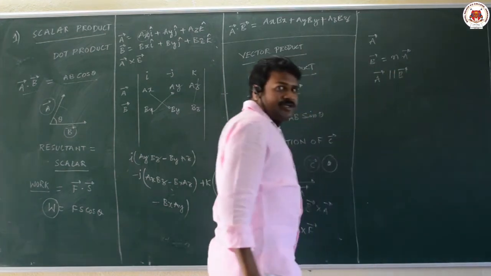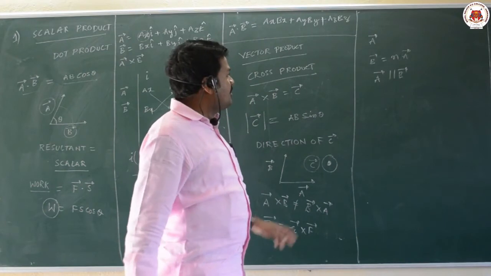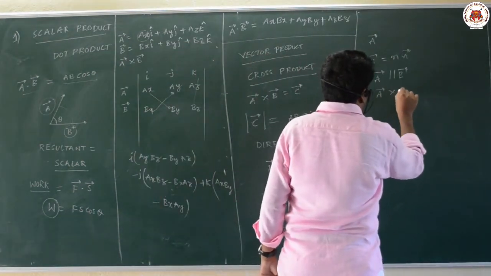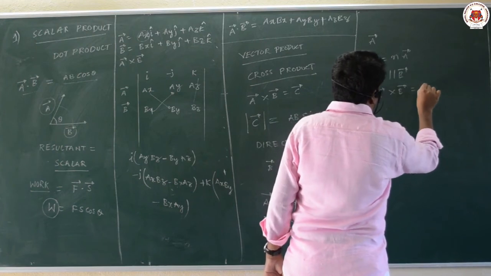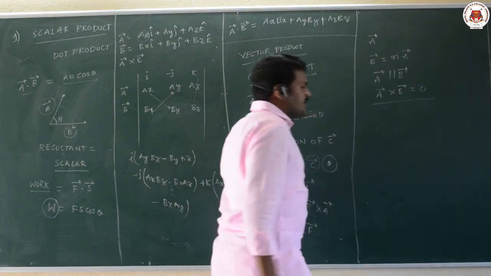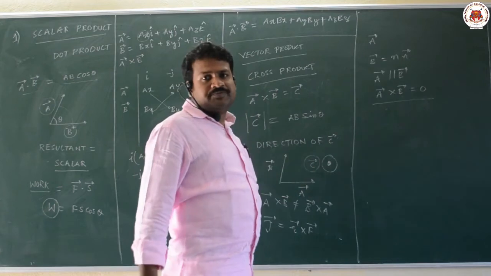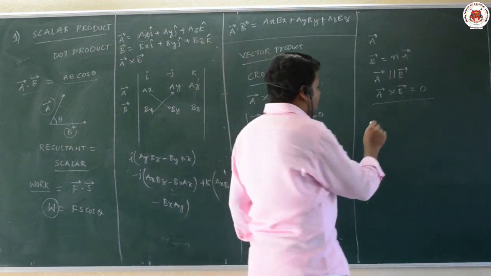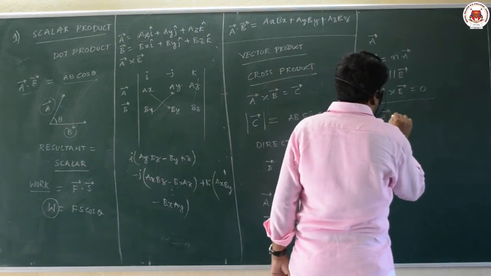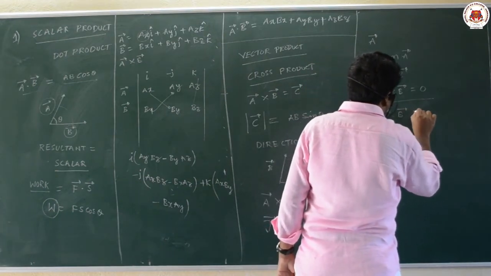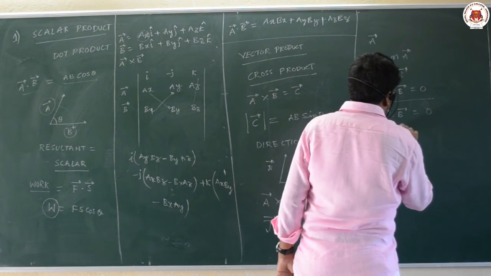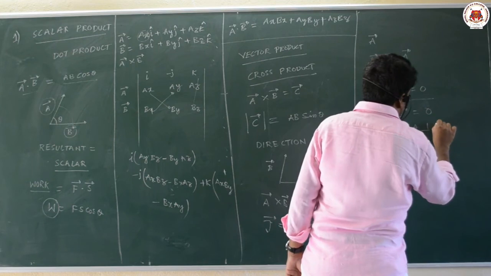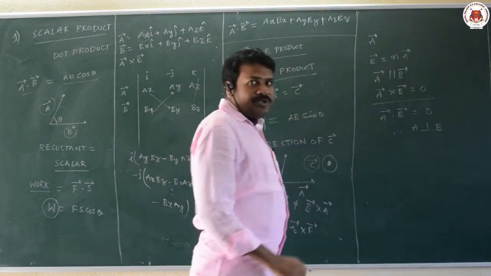And two parallel vectors, how can you verify whether they are parallel? If you do the cross product, a bar cross b bar, you will get 0. If a bar cross b bar is equal to 0, then they are said to be parallel. If a bar dot b bar is equal to 0, then they are said to be perpendicular. Then a is perpendicular to b.